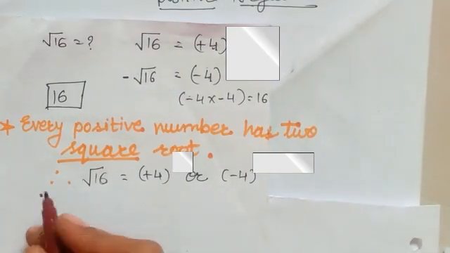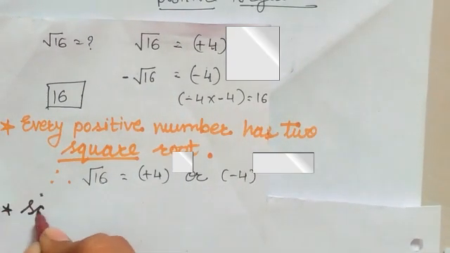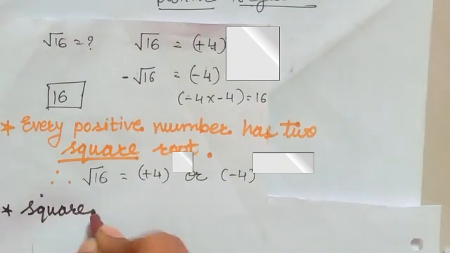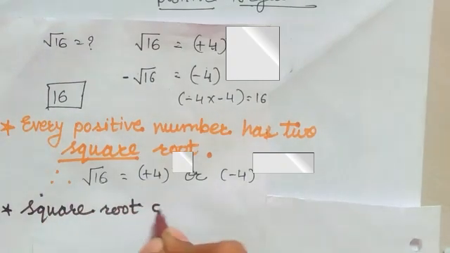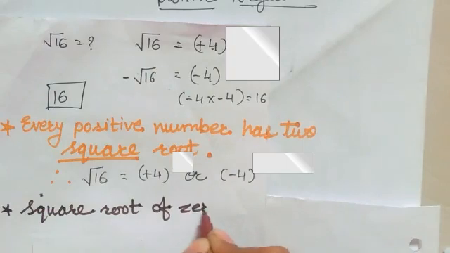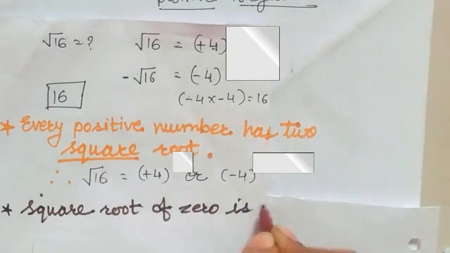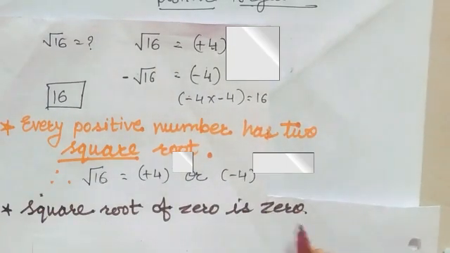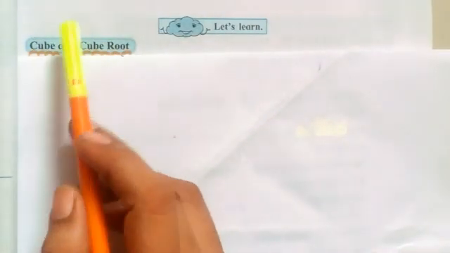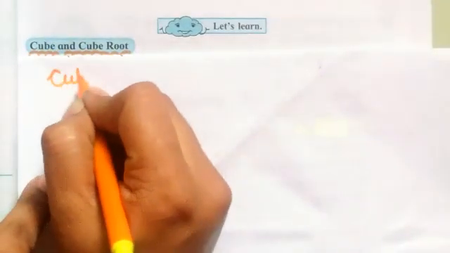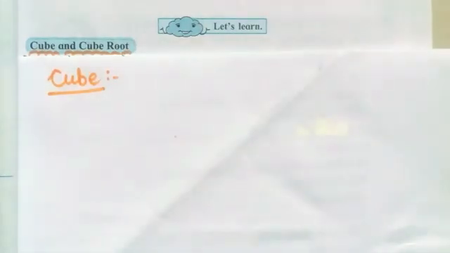Another important point regarding this topic is that the square root of 0 is 0 only. Now students, let's move towards another most important concept from this unit, that is cube and cube root. The first one is cube. So what does cube mean?